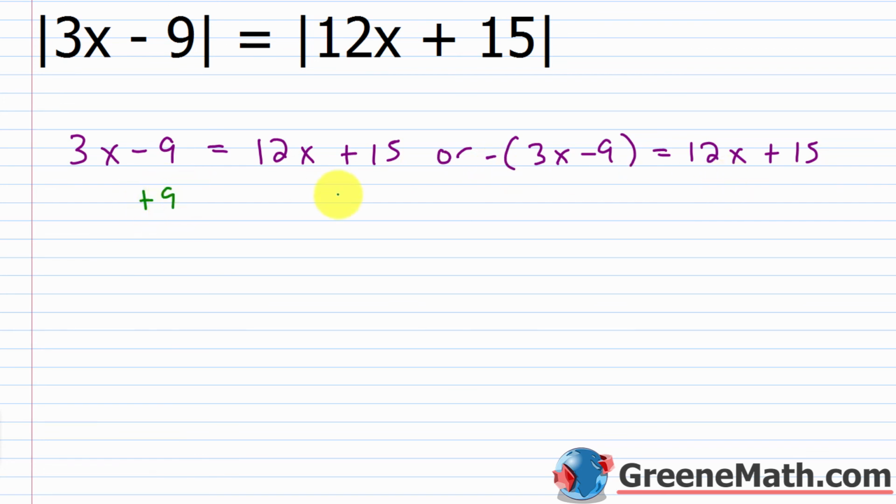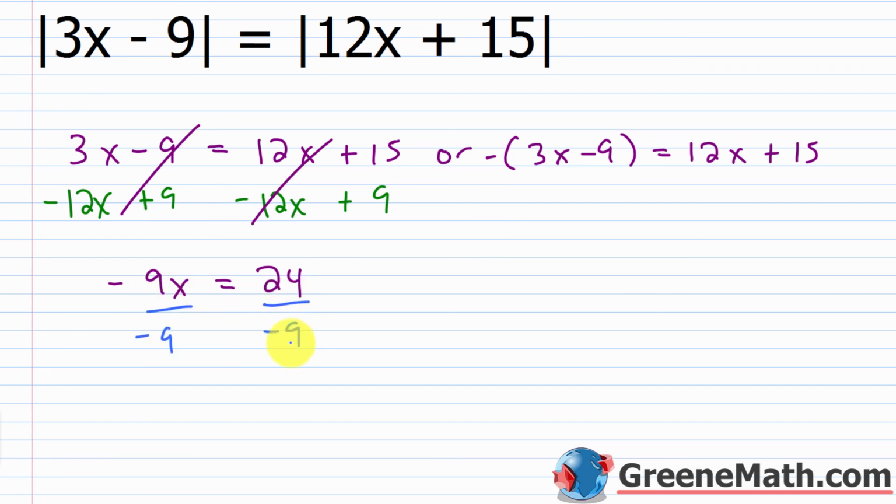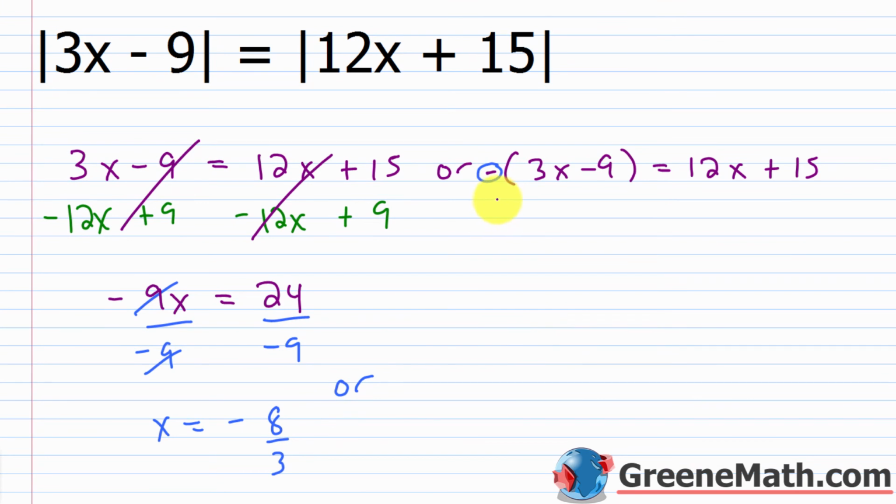So we add 9 to each side over here, and we subtract 12x from each side. And so this cancels and this cancels. 3x minus 12x is negative 9x, and this equals 15 plus 9 is 24. We divide each side by negative 9, and this will cancel. We'll get x is equal to 24 over negative 9 is going to be negative. Each is divisible by 3, so this would be negative 8 over 3, so negative 8/3. Then we have or.